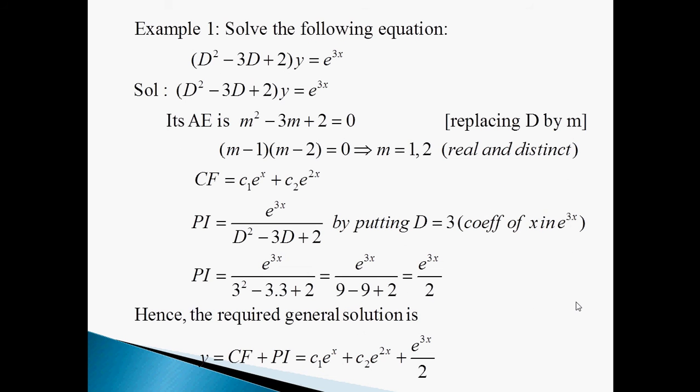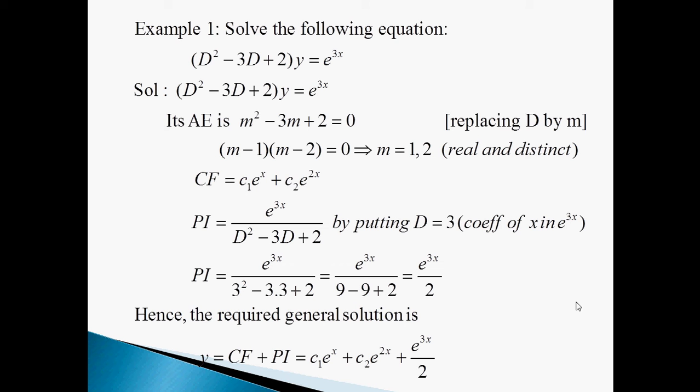Example. Solve the following differential equation: (D square minus 3D plus 2)y equal to e to the power 3x. First we find the auxiliary equation, which is m square minus 3m plus 2 equal to 0, replacing D by m. Now we find the roots of this auxiliary equation: (m minus 1)(m minus 2) equal to 0, then m equal to 1, 2. The roots are real and distinct. So the complementary function is equal to c1 e to the power x plus c2 e to the power 2x.